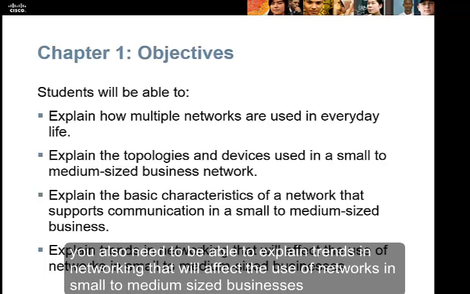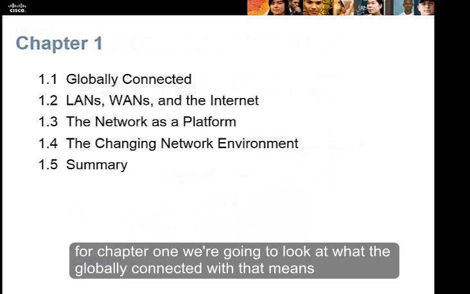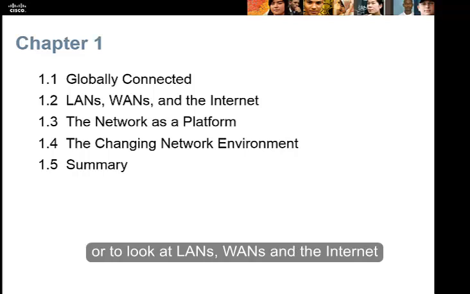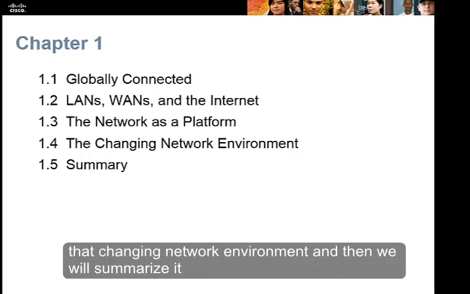You also need to be able to explain trends in networking that will affect the use of networks in small to medium-sized businesses. For Chapter 1, we're going to look at what's globally connected, what that means. We're going to look at LANs, WANs, and the Internet, the network as a platform, the changing network environment, and then we will summarize it.